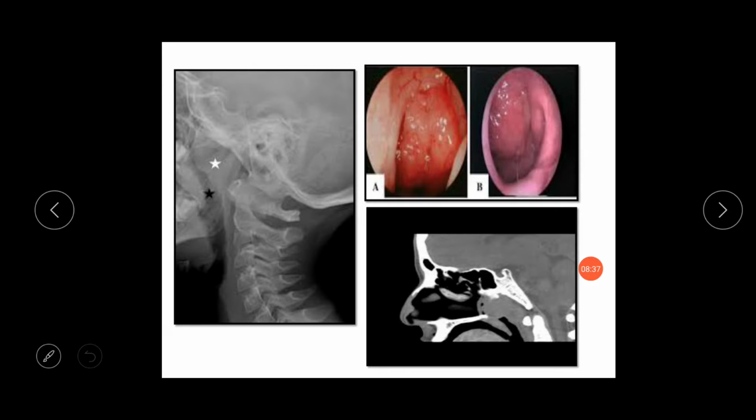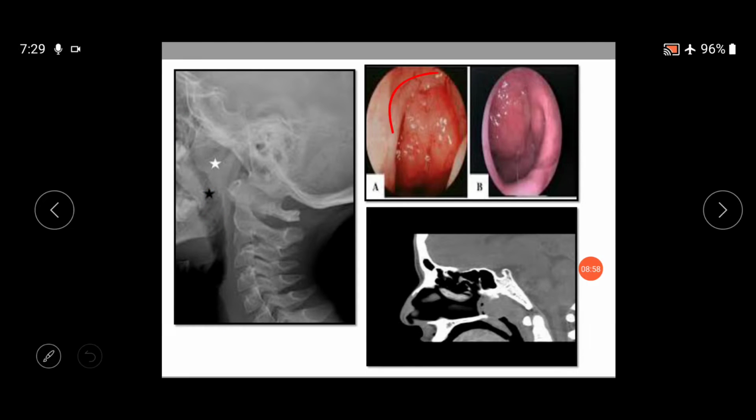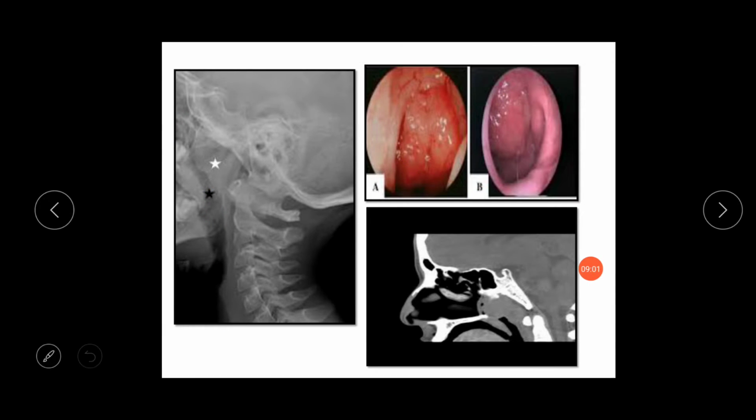nasopharynx or X-ray adenoid lateral view, extended view, in which we can see the radio opaque shadow at the junction of roof and posterior wall of nasopharynx, marked with a white star in this diagram. This is a normal air shadow. This is a nasal endoscopic finding, and this is the CT scan in which we can see some radio opaque mass lesion or adenoid enlargement at the junction of the roof and posterior wall of nasopharynx.